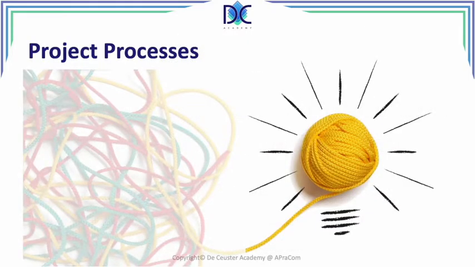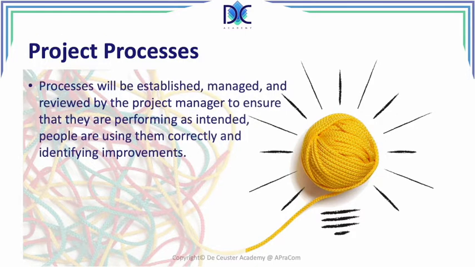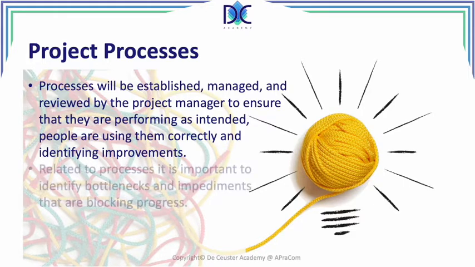So let's have a look at the different elements. The first is about the project processes. When we look at processes, we will create processes and we will manage them. Of course, we have to review the processes to ensure that they are performing as intended and that people are using them correctly. And we also have to identify improvements. Processes will be executed the way they are, but it doesn't mean that we cannot change them. We can find improvements, we can implement those improvements in the processes, and from that moment on we will be using the new process.